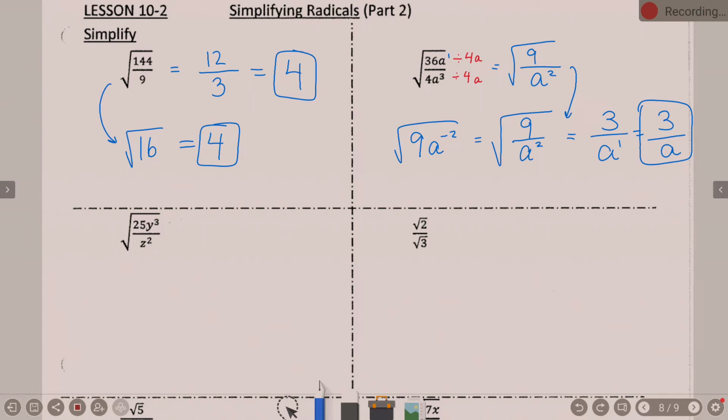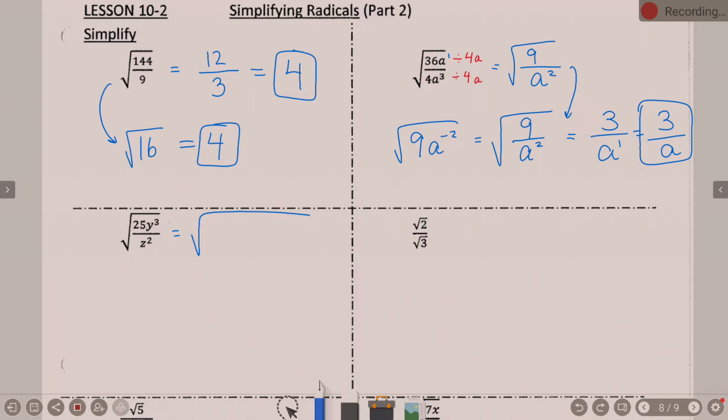So this is where we start looking for perfect squares. And I think what I'm going to do is break this up into pieces. Am I going to be able to take the square root of 25?